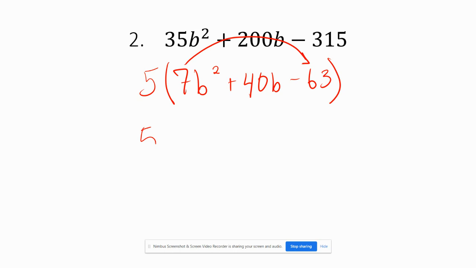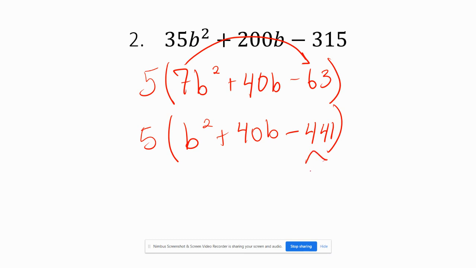So we have 5 times, now I'm going to change this polynomial inside here, and I get b squared plus 40b minus, and 7 times 63 is 441. Okay, so I'm looking for factors of 441, negative 441, that have a sum of positive 40, and really you just need to sit there and guess and check.